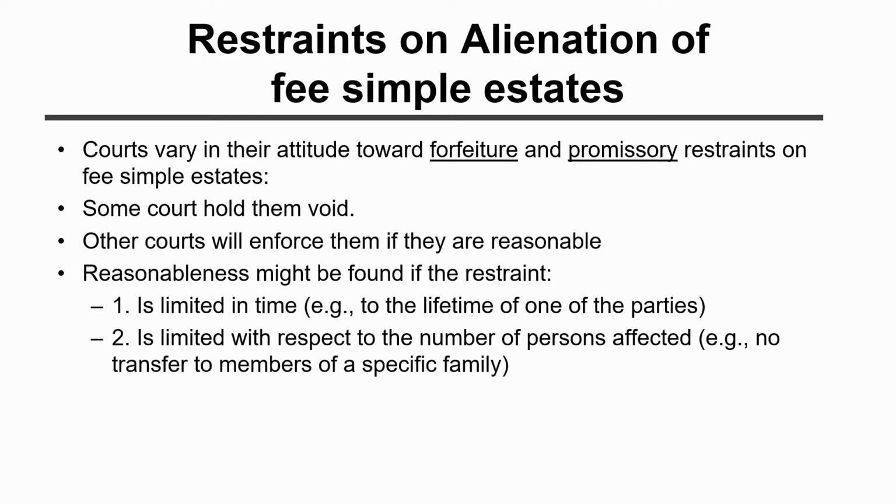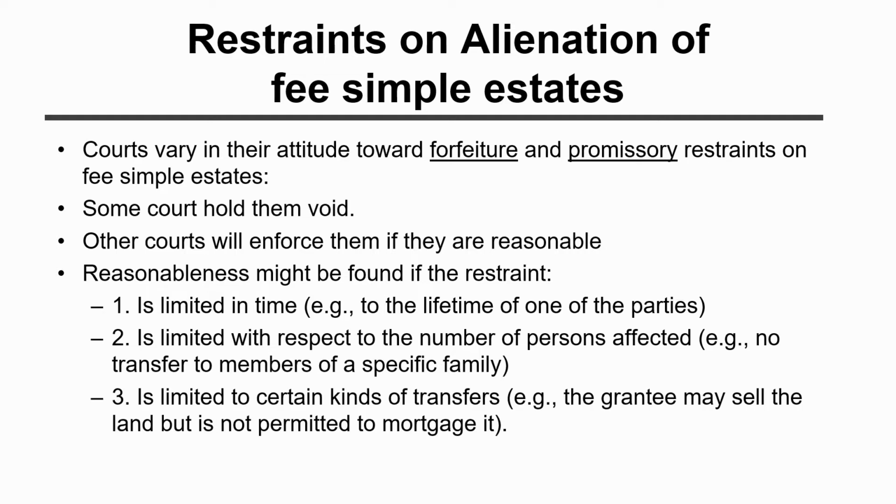A second factor is the restraint on alienation might be limited in terms of the number of persons who are affected by it. For example, it might say that no transfer is allowed to members of a specific family, but transfer to anybody else in the world is okay. The court might look at that and say, well, that's not a very severe restriction on the ability to transfer the property. Therefore, it's reasonable and will uphold that and enforce it.